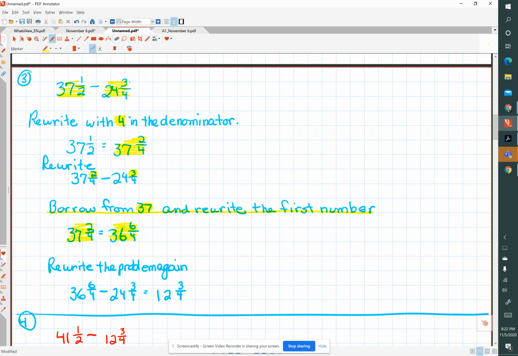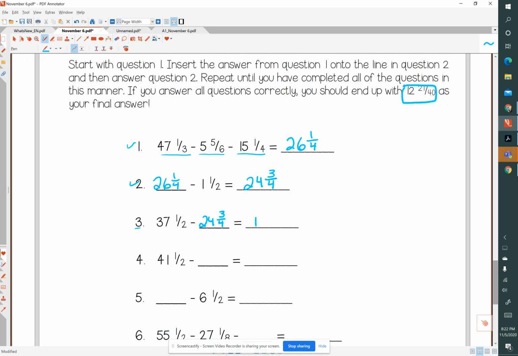And I will rewrite the problem again. This time, 36 and 6/4 minus 24 and 3/4 equals 12 and 3/4. And that is our final answer. Let's write that in. And we'll write that on the next line as well.